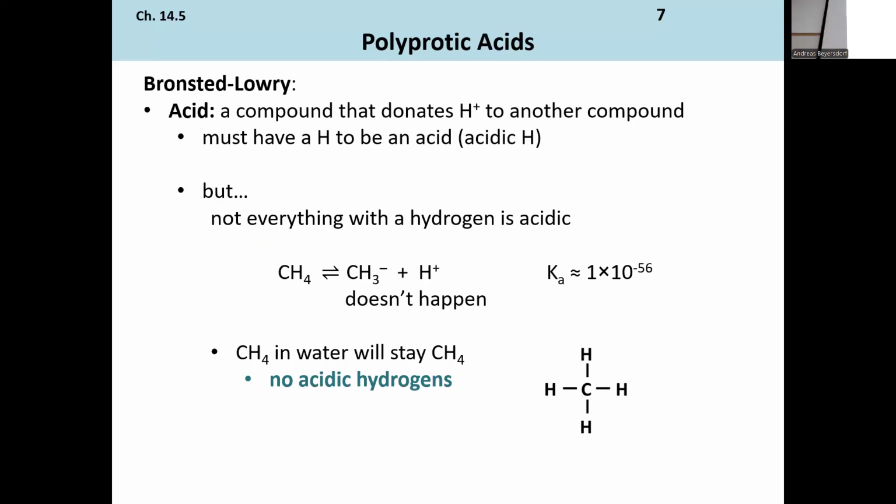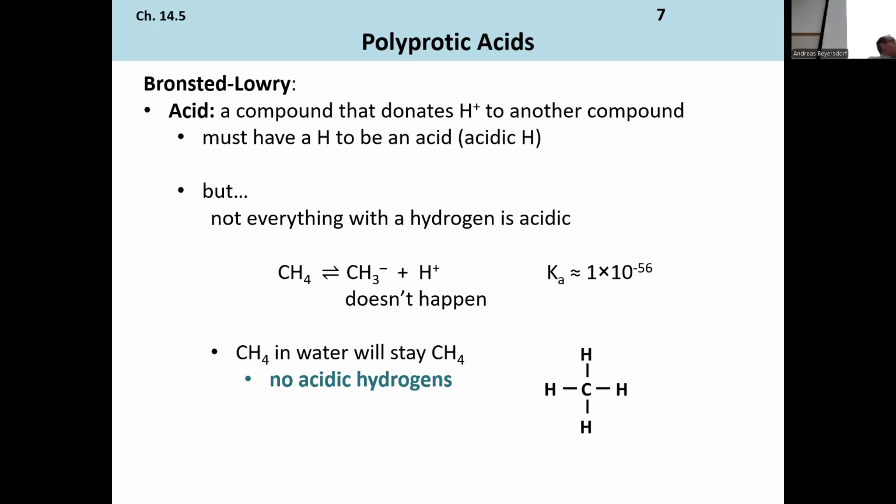For instance, if I have CH4, which is methane, if you turn on your gas grill at home, methane will come out. It's also known as natural gas. Methane doesn't have any acidic hydrogens, so none of these hydrogens are going to come off. The Ka for that reaction is 1 times 10 to the negative 56. We were talking about weak acids being like 10 to the negative 10. This is 10 to the minus 56. This does not happen. You don't lose one of these H's.